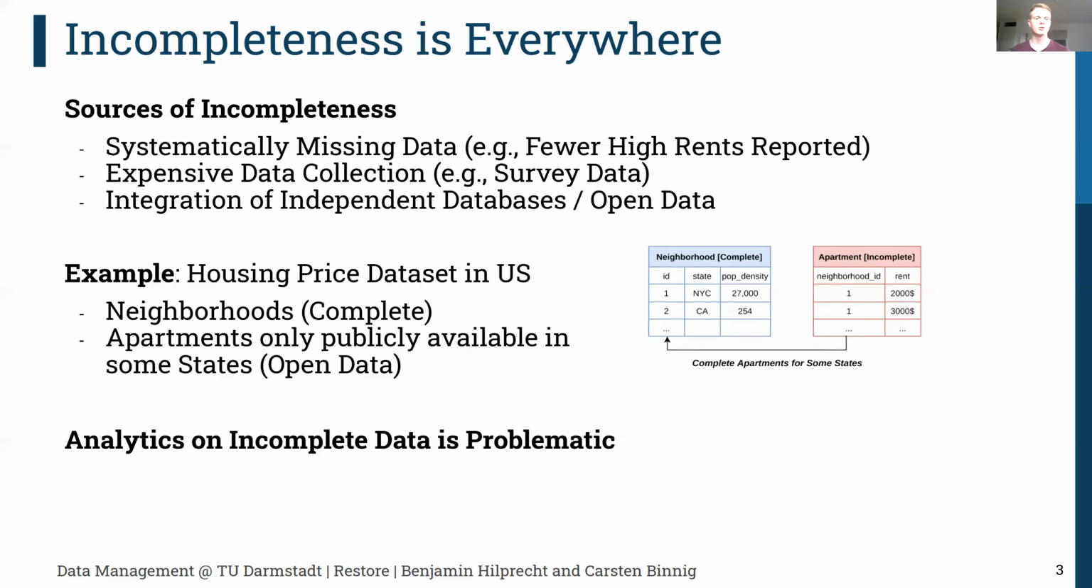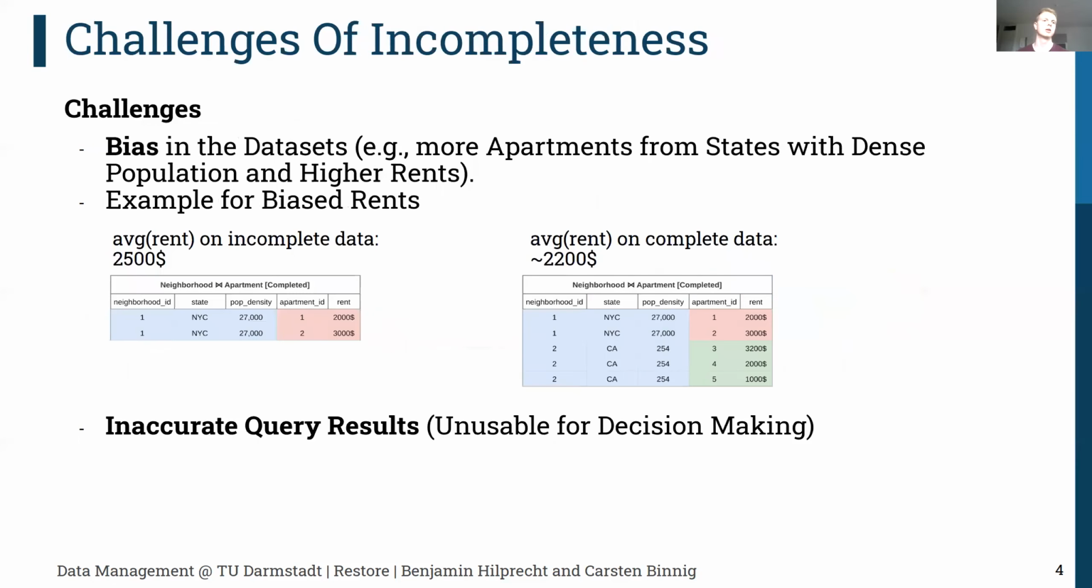Now if this data set should be used for analytics, this can be problematic because there are two challenges here. First, we might obtain bias. As I said, there could be more apartments from states with a dense population and thus higher rents. Let me give you an example. Here we only have two tuples in the apartments data set, and if we compute the average rent, we obtain $2,500. However, if we also consider the three green tuples, which we don't have in the incomplete data set, we obtain an average rent of $2,200, which is of course lower. So here we deal with bias.